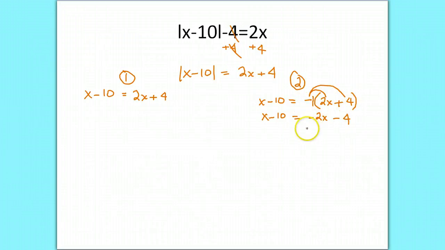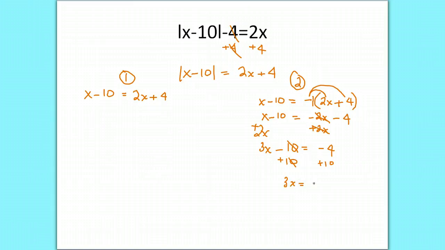Then you're going to get all the x's on one side and all the numbers on the other side. So I'm going to add 2x to get the x's onto the left, because that'll make the minus 2x and the plus 2x cancel. And I'll have just minus 4 on that side of the equation. And then I'm going to add 10 to make this cancel. So you're going to get 3x equals 6, because it's a minus 4 and a positive 10, which make a positive 6, and then divide by 3. So x will be 2.